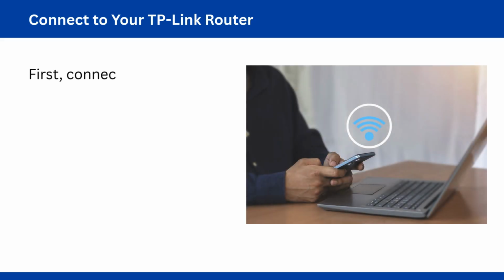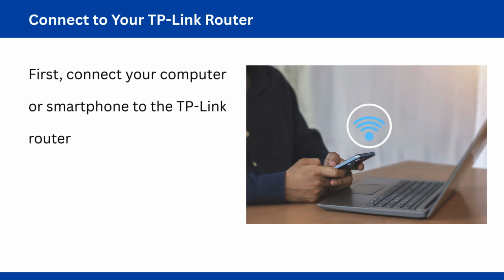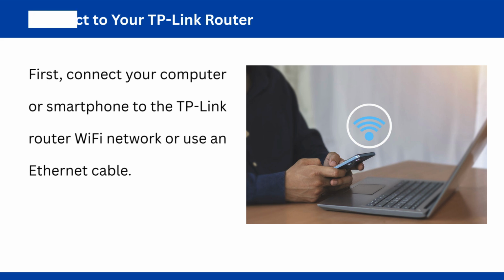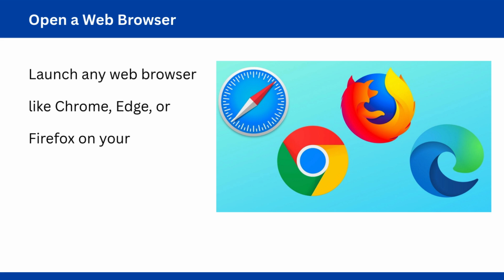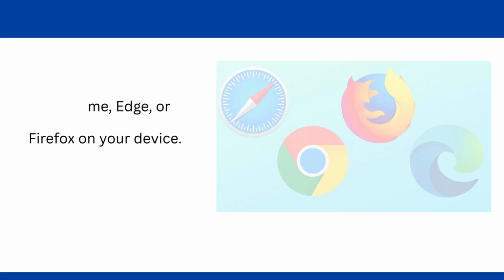1. Connect to your TP-Link router. First, connect your computer or smartphone to the TP-Link router Wi-Fi network or use an Ethernet cable. 2. Open a web browser. Launch any web browser like Chrome, Edge, or Firefox on your device.